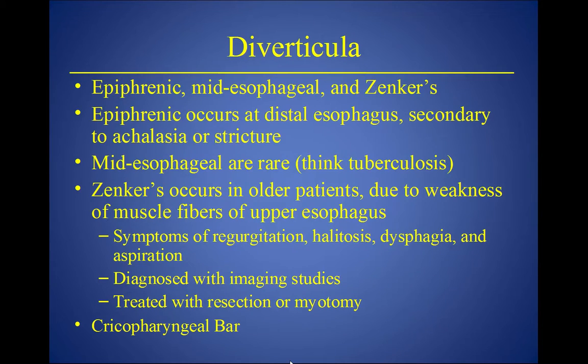Okay, there are three types of diverticula that occur in the esophagus. By and large, the most common one here is the upper esophageal diverticula, known as the Zenker's diverticula. There's also epiphrenic, which can occur rarely in, for instance, achalasia or a stricture, and that's due to the increased pressure. So a Zenker's diverticulum occurs in older patients, a lot of times in men, due to weakness of the muscle fibers of the upper esophagus.